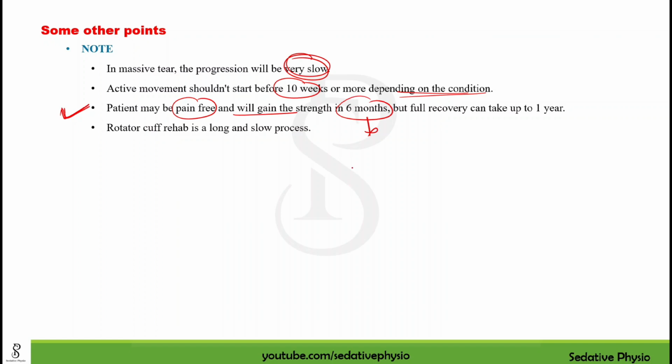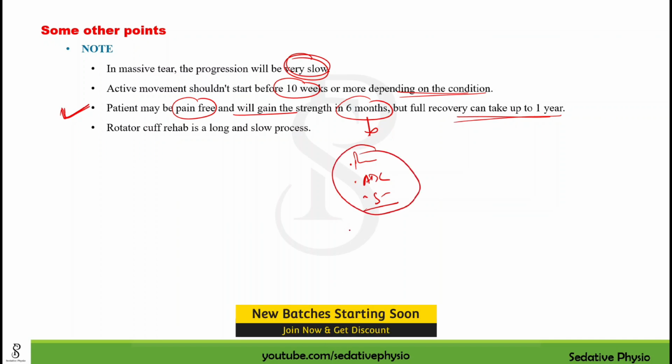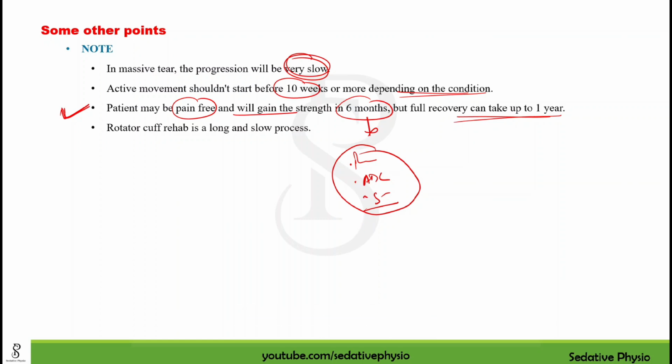Within the 6 months of rehab, the patient may be pain free, the patient's ADL will be normal, the patient's strength will be normal, but still full recovery can take up to 1 year. Why is it so? Because the full recovery of the muscle fibers, the full recovery of the repair, will even take 1 year, right? Even if all the symptoms have subsided, if the patient is pain free, the strength is normal, the ADL is normal, even in that condition the full recovery will take up to a year. So the patient will have to be aware of it.